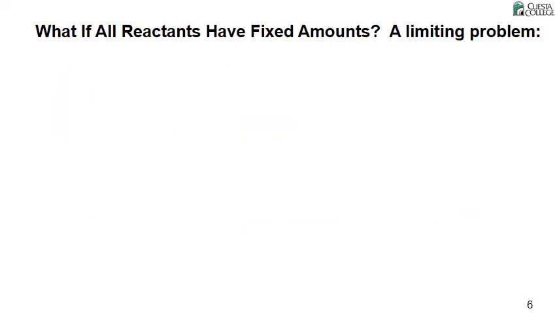The last question was a question where there was a fixed amount of one reactant and lots of the other reactant, 2 grams of a metal in a bathtub full of water. But what if one or more of the reactants had fixed amounts? In that particular case or situation, we run into a type of problem that's called a limiting reactant problem, where it's likely that one of the reactants will limit how much product can be made.